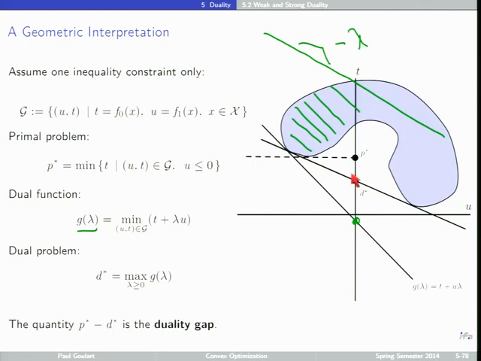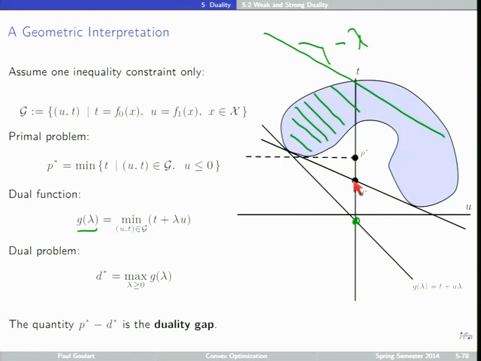Now the point of the figure is that if everything in the function is convex, then the shape G will be a convex set. So this problem, as I've drawn it, is not a convex problem because it has this funny dent in it. And the dent is what allows me to have a gap between P star and D star.